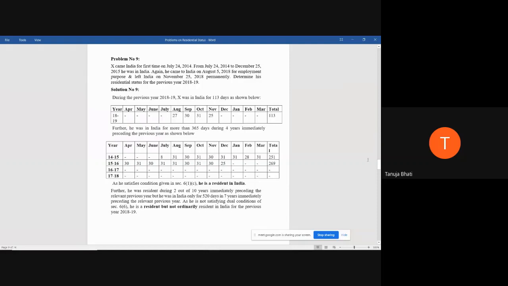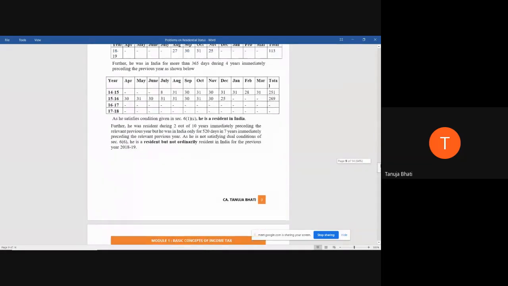Okay. Once we know he's a resident in India, then we have to check what? Whether he is a resident and ordinarily resident, or not ordinarily resident. So for that, there are two conditions specified under section 6 subsection 6: that he should be a resident during 2 years out of the 10 years immediately preceding the relevant previous year, and also his stay in India should be 730 days or more in the 7 years preceding the relevant previous year.